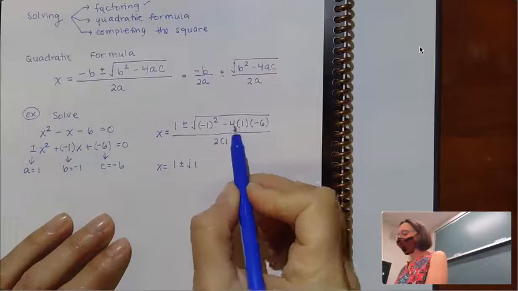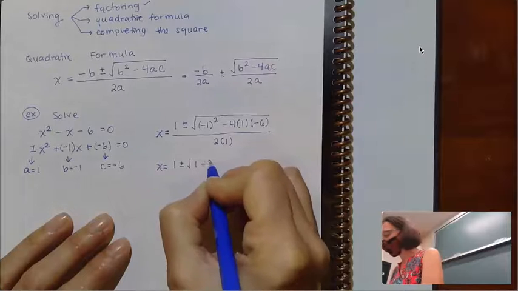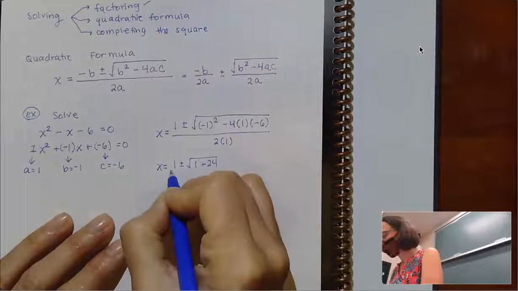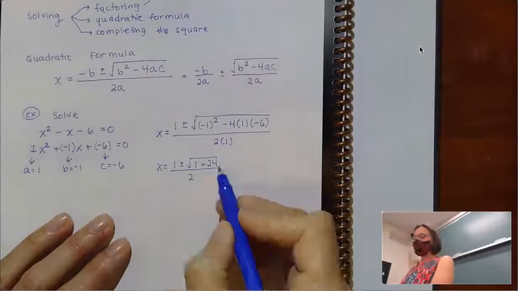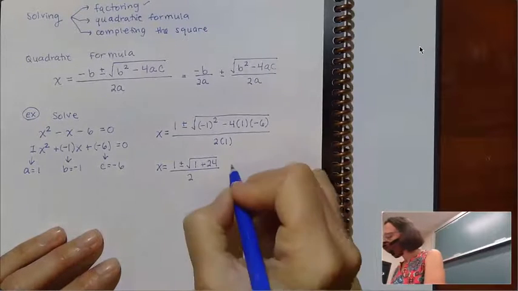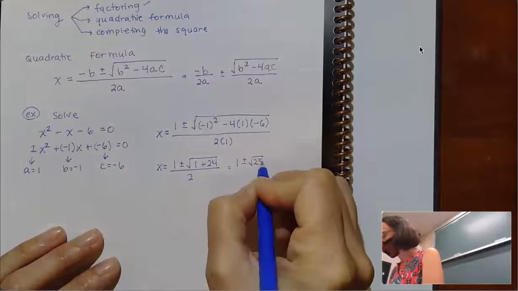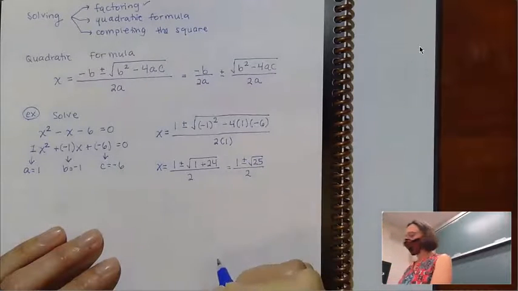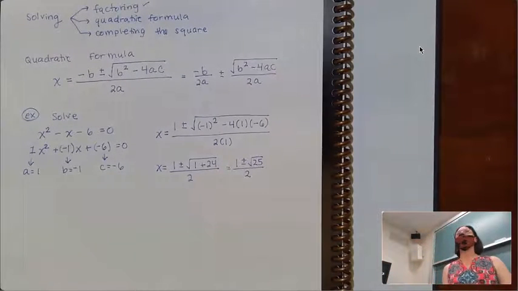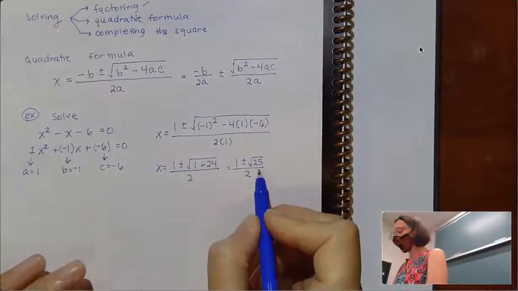4 times 6 is going to be 24, and a negative times a negative is going to make that plus 24. Which means that inside my square root, I've got a 25. So this is 1 plus or minus the square root of 25 all over 2. Well, this one, I'm definitely going to simplify because the square root of 25 is 5.